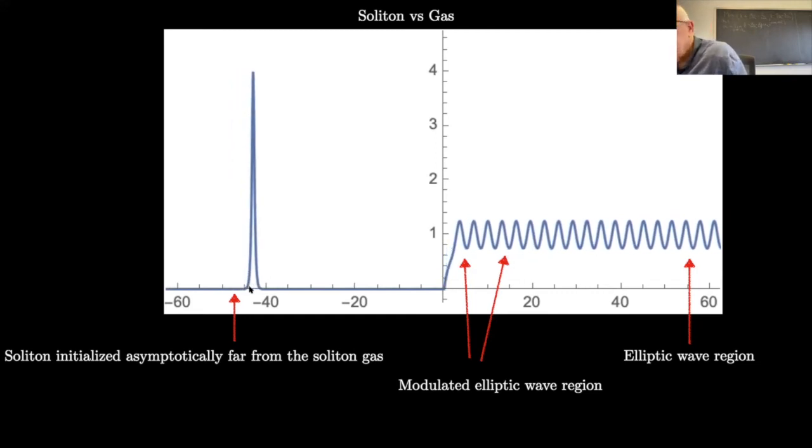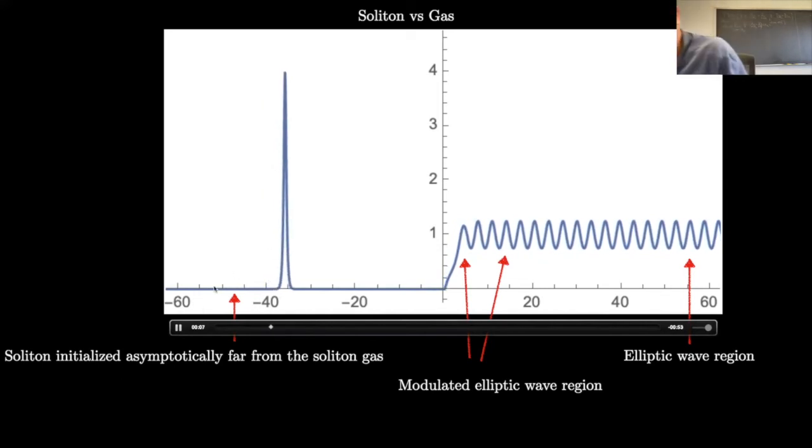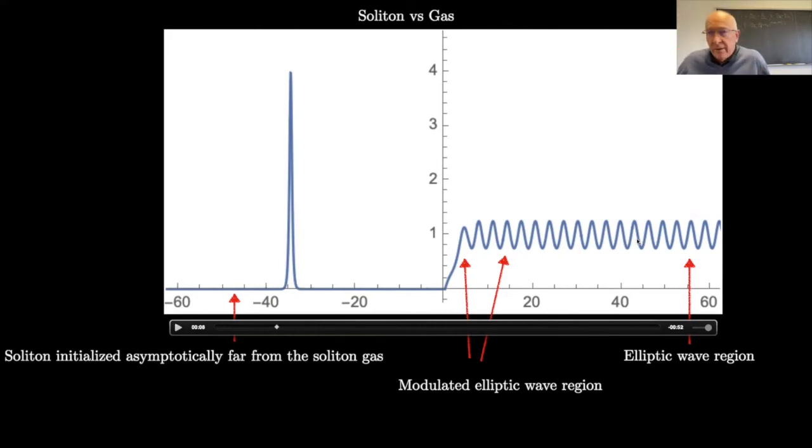Now I guess I should pause this. Yeah, there's the pause. I should just say that in this region, the modulated elliptic wave region and the elliptic wave region constitute a limit of an infinite number of solitons. So maybe there's, I don't know, 100 solitons that conspire to give you this period from here to here. Who knows? This is already in a limit. Each peak looks like a soliton, but it's actually a more regular accumulation of solitons.